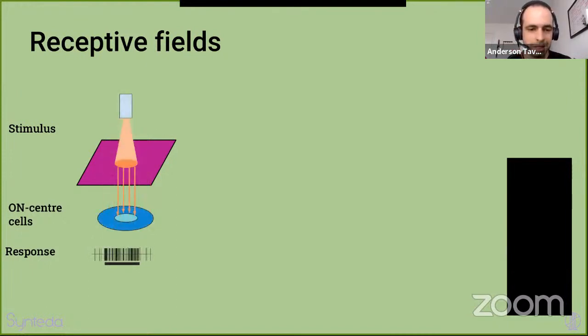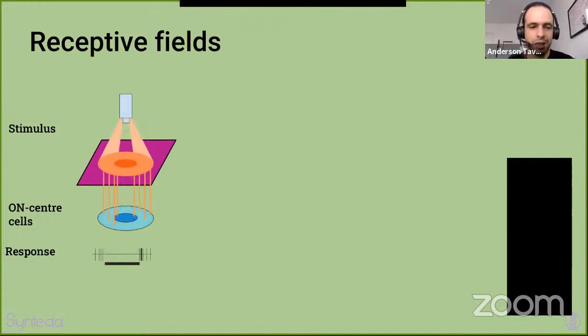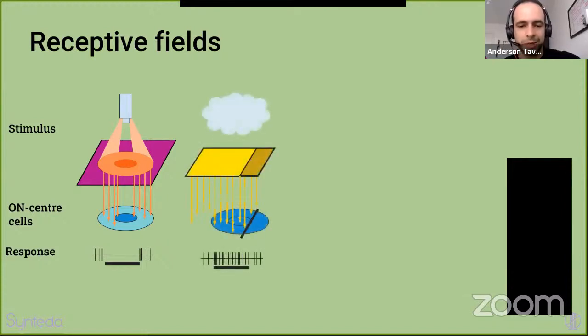But if we have the light just on the center, it will excite the cell, so it will increase the firing rate. And if we illuminate only the inhibitory region, it will decrease the firing rate. And this doesn't depend on the brightness of the light, whether we have normal conditions, poor conditions, or really bright conditions, because the proportion is the same.